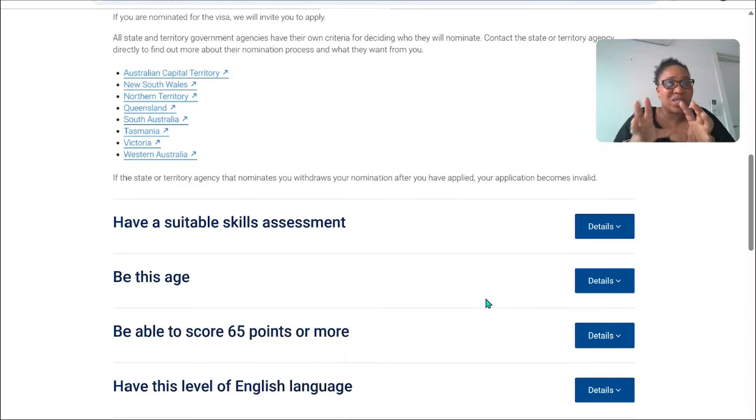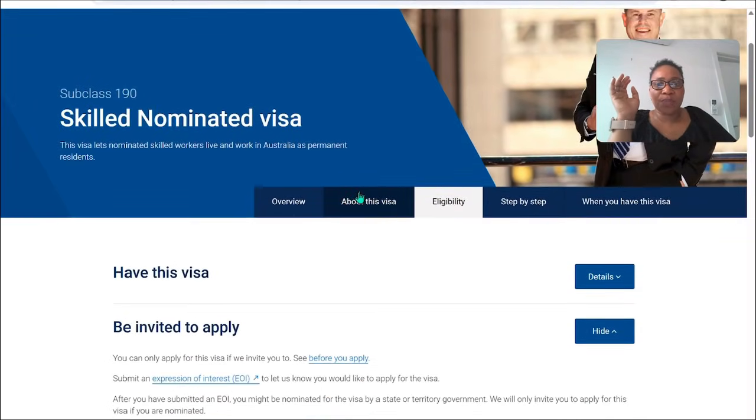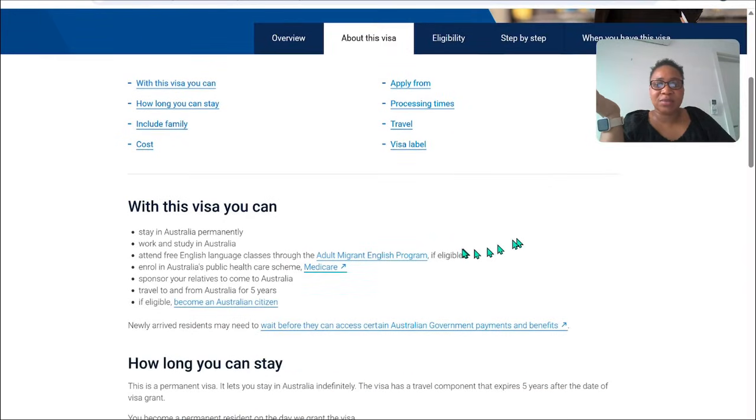In short, or to summarize this, the most important thing for you to have is a skills assessment. Once you've got your skills assessment and your English proficiency, your points are now 65. As long as your points are 65 and above, then you are eligible to put in your expression of interest. Once you put in your expression of interest, once they do their rounds at their time, then you get invited to apply for the visa.